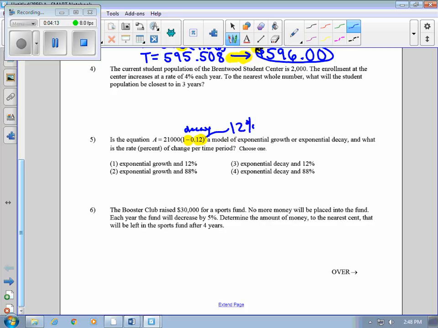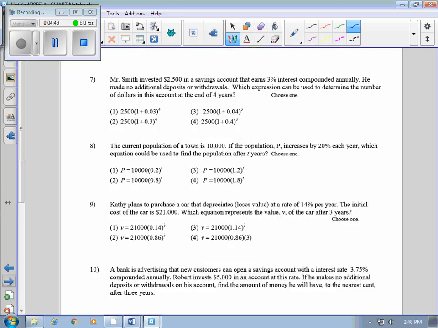So I haven't even looked at our choices, but let's go down and see. Exponential growth? Nope. Exponential growth? No. 3. Exponential decay? Yes. And 12% increase? Yep. I think I like that one. Let's look at the next one. Exponential decay? Yeah, that's fine. And 88%. I don't see anything having to do with 88% there. So that would be the leftover amount, but we have the decay of exponential decay and 12%. Okay, let's go on to number 7.